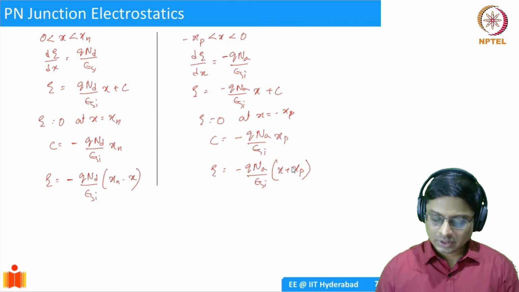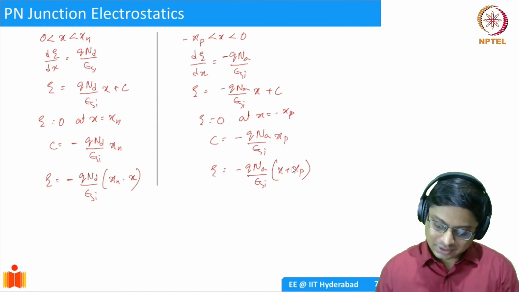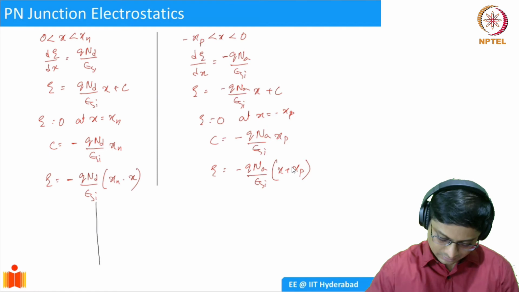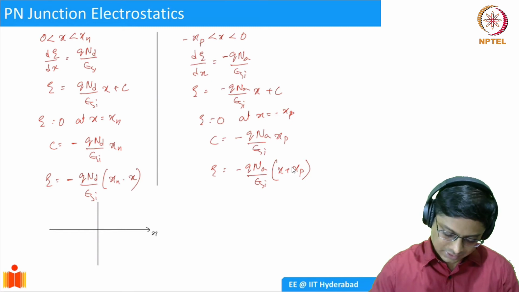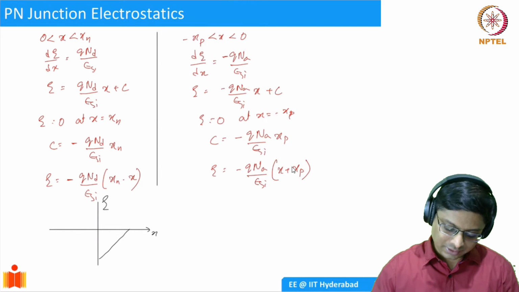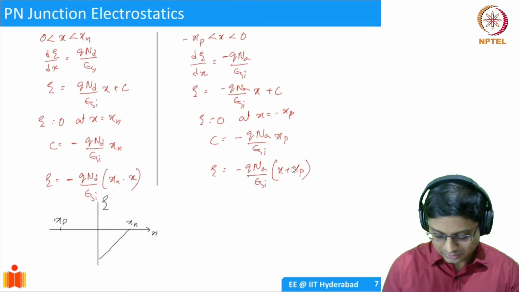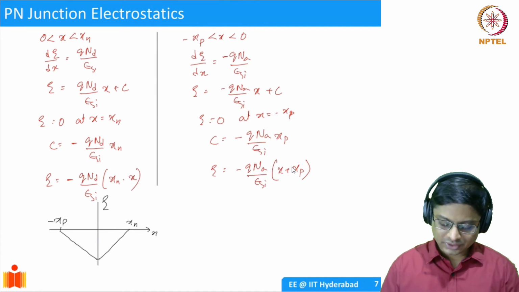Now, is it making sense? Let's try to plot it. One way to check would be if you take an axis like this, and then I take my x. This is your x, and this is your E field. This is a linear function, and it's negative. So this is going to be your E field. This is xn, and on this side you have minus xp, and the E field is going to be like this. So this is how the electric field looks.